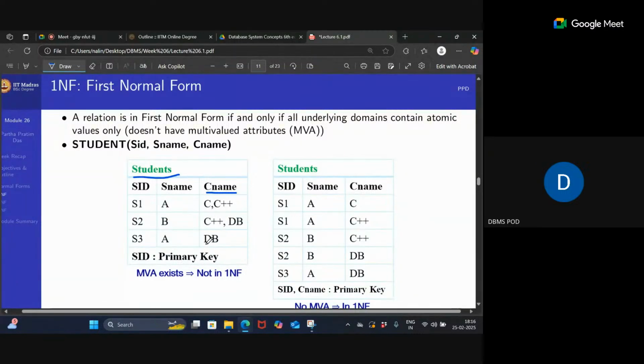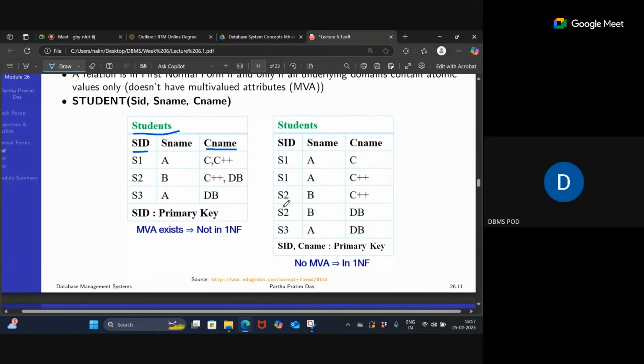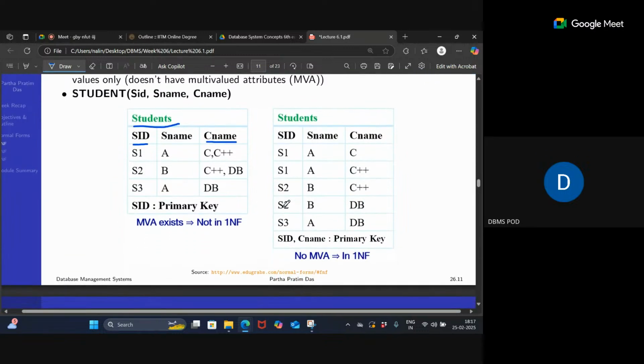What is the primary key here? SID itself is the primary key for this table. But it has multi-valued attributes and it is not in 1NF. What happens if the schema is not in 1NF? Some kinds of queries will be difficult.